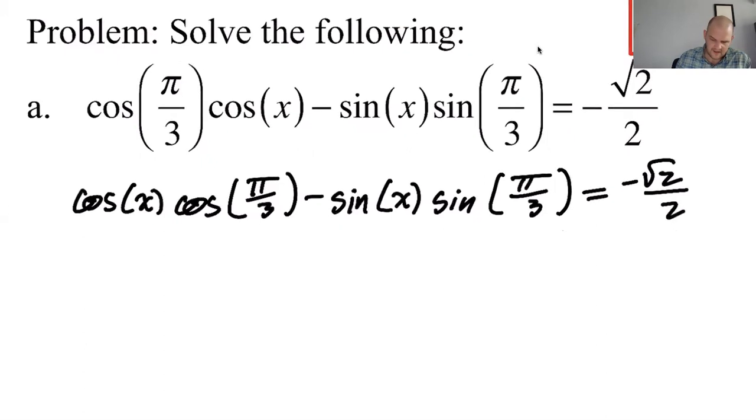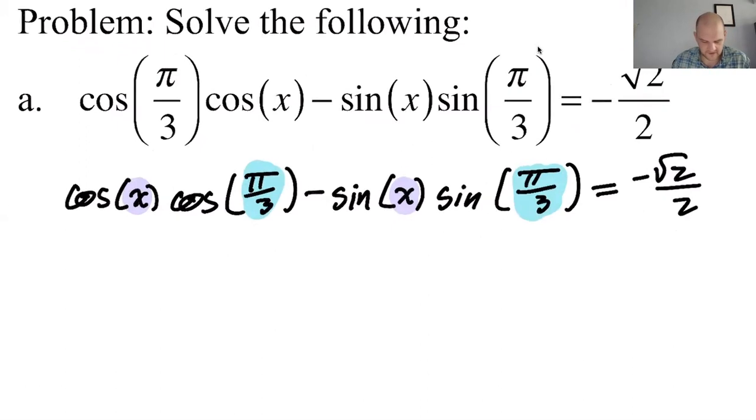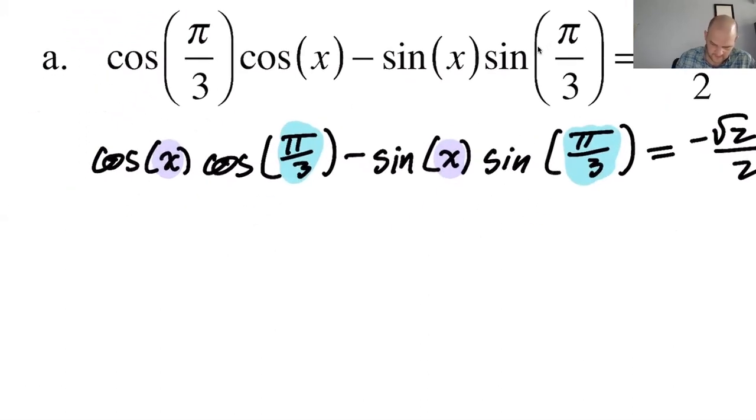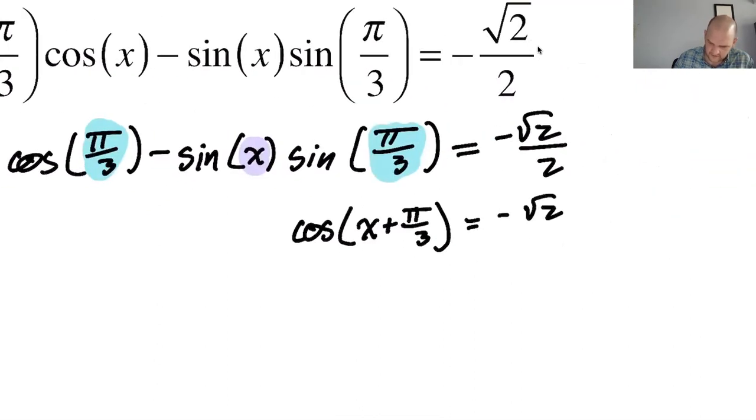Now on this side, the left-hand side, I see x there and there, and then I see y there and there. You could say cosine A, cosine B minus sine A, sine B. So this is definitely the cosine of A plus B. So cosine of x plus pi over 3 is equal to negative root 2 over 2.